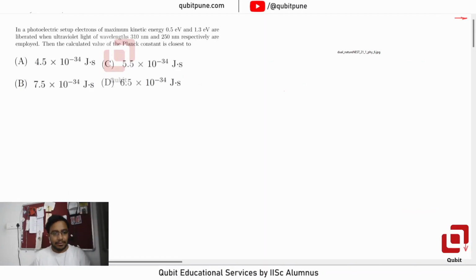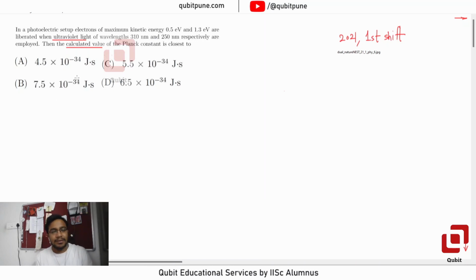Dual nature MCQ from NEST 2021, first shift, question 6 from the PDF. In a photoelectric setup, electrons of maximum kinetic energy 0.5 electron volts and 1.3 electron volts are liberated when ultraviolet light of wavelengths 310 nanometers and 250 nanometers respectively are employed. Then the calculated value of the Planck's constant is closest to.